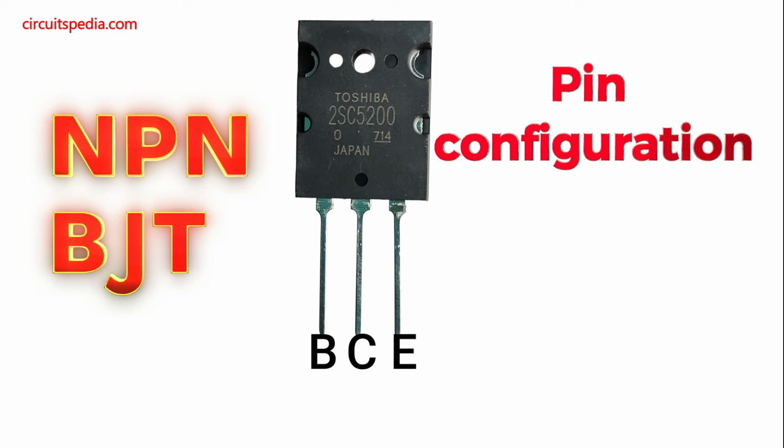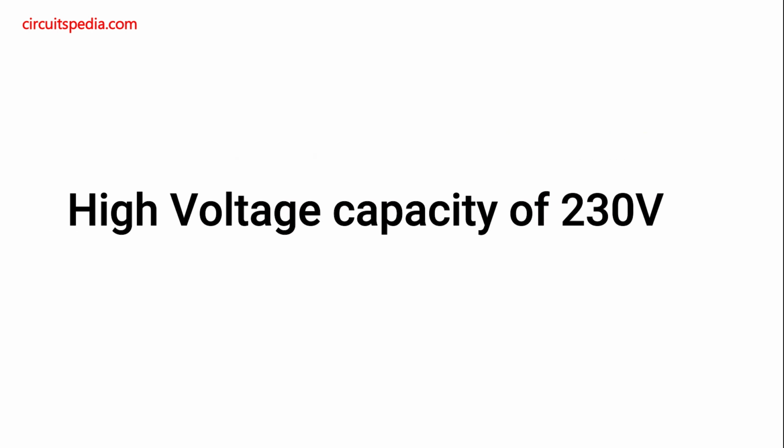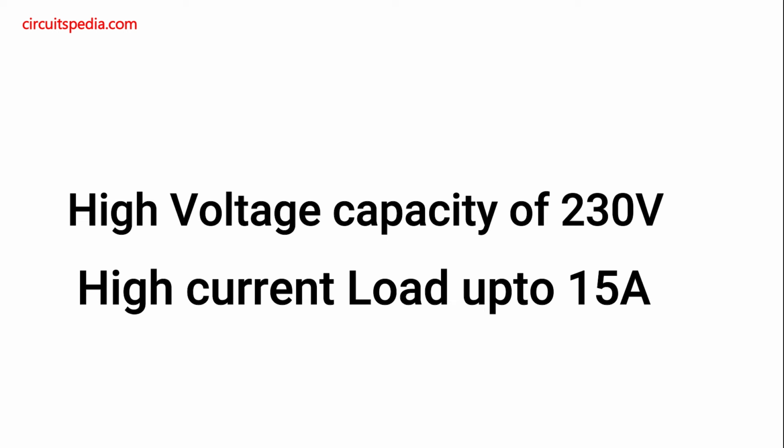First pin is base, middle pin is collector, and third is emitter. This transistor has high voltage capacity, collector to emitter and collector to base voltage of 230 volt. The 2SC5200 can handle currents up to 15 ampere.